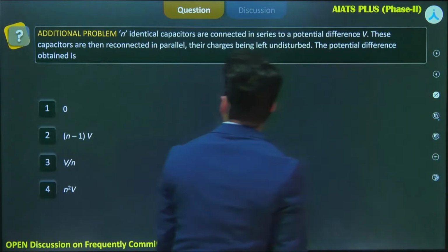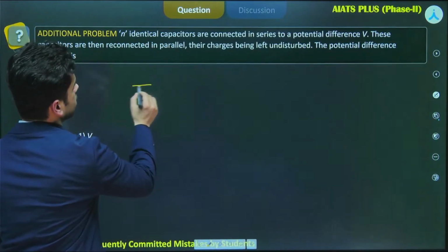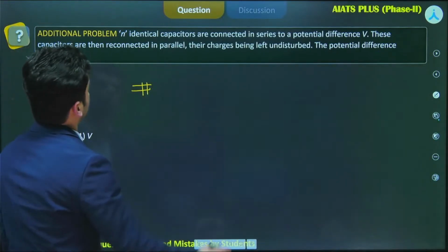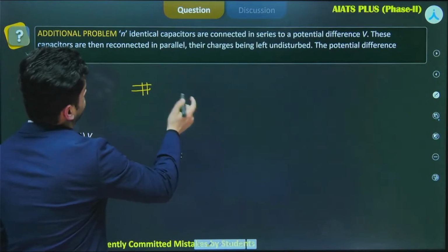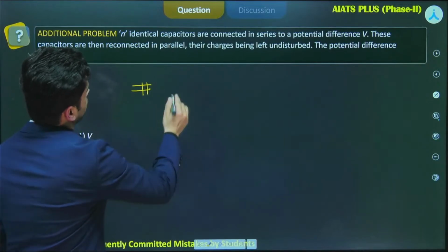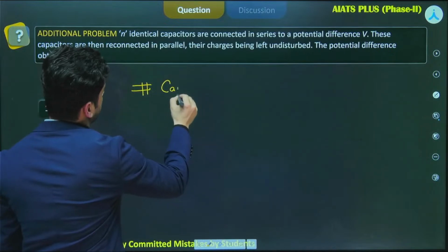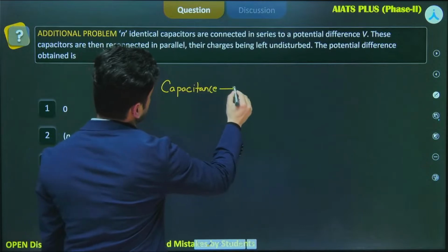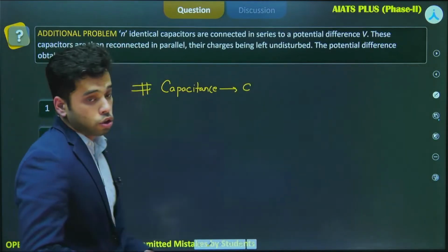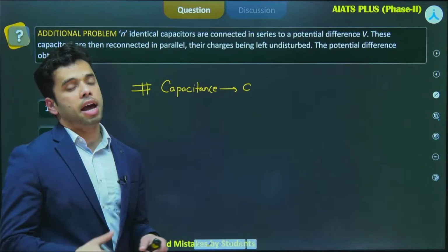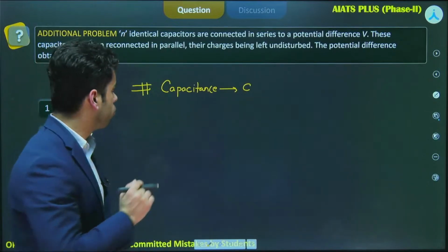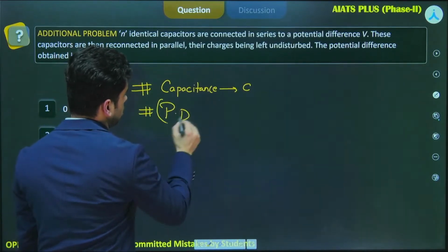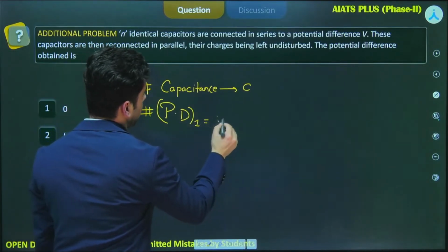I'll try to solve this problem for you. n identical capacitors are connected in series to a potential difference of V. Let me assume that the capacitance of one capacitor is C. There are n capacitors and the potential across all the capacitors is V, so the potential difference across one capacitor will be equal to V by N.